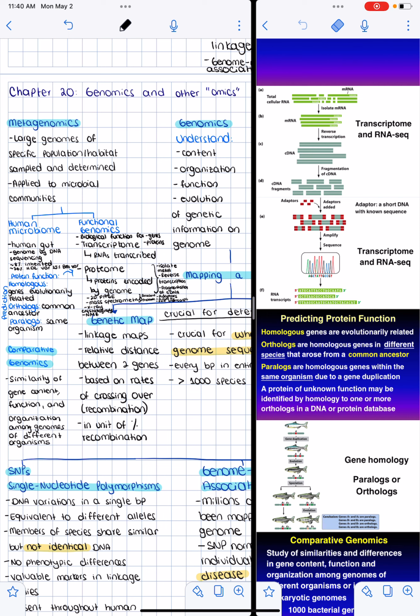To predict protein function, we can study three types of genes: homologous genes, which are genes that are evolutionarily related; ortholog genes, which are homologous genes in different species that arise from a common ancestor; or paralogs, which are homologous genes within the same organism that are due to gene duplication.